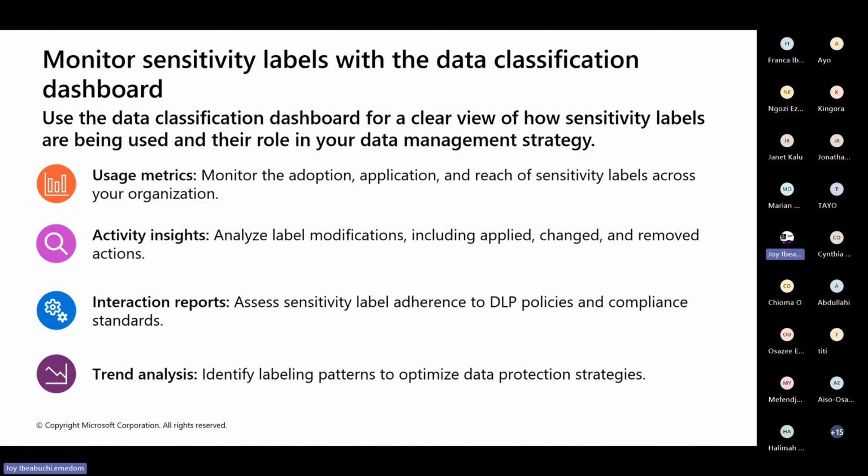The dashboard will also show you the user metrics, activity, interaction reports, trend analysis. That's the good thing about the dashboard. You'll be able to see data that has been classified, the labels that are used, who is using them, who has access to what. And this is where we talk about data management strategy, right? You can use this to gain visibility into how your data is being used and the labels that you have applied, and how these labels are classifying documents.